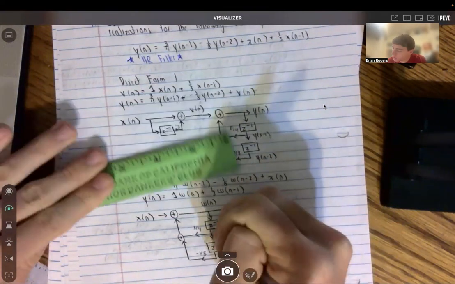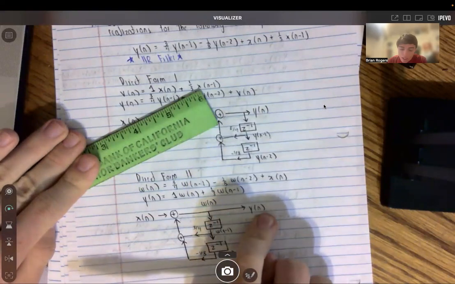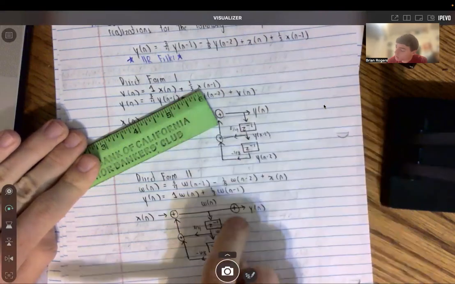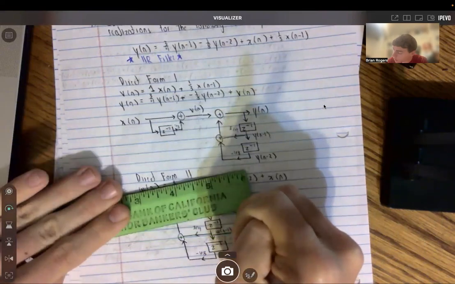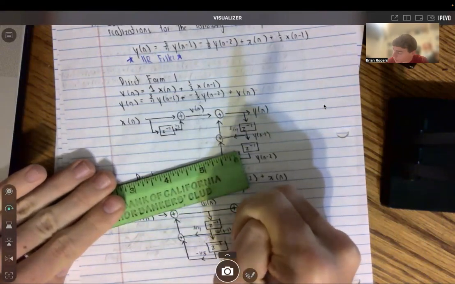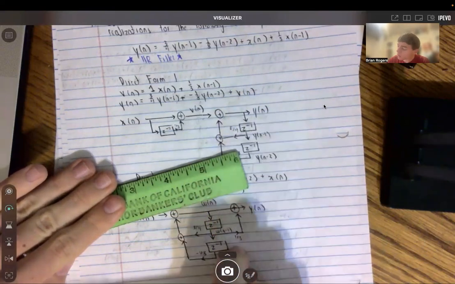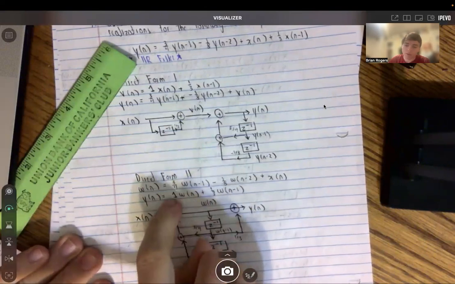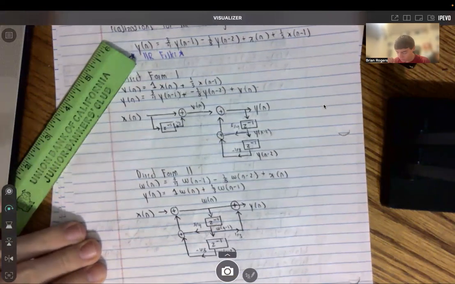So then here we're going to notice that y(n) is actually going to be the summation. So here I should have a summing block. It's going to be the summing block of w(n) and 1/3. So I'm going to have this multiplied by 1/3 here. I'm going to just put it below. So it'll be 1/3 w(n-1) plus w(n). So that's why we have y(n) here. And that's our direct form 2 realization.